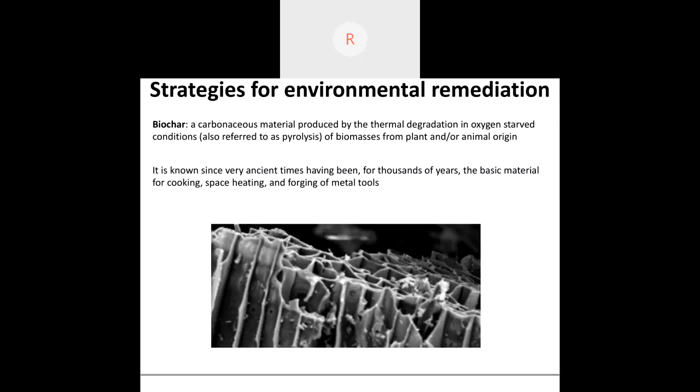I'm thinking at this moment of polycyclic aromatic hydrocarbons, for example. So there is a very important need to find technologies that can be applied to remediate soil pollution. Not only soil pollution, but also water pollution, of course. And one of these technologies uses what you see in this slide, which is called biochar. That is simply a carbonaceous material obtained by pyrolysis of biomasses.